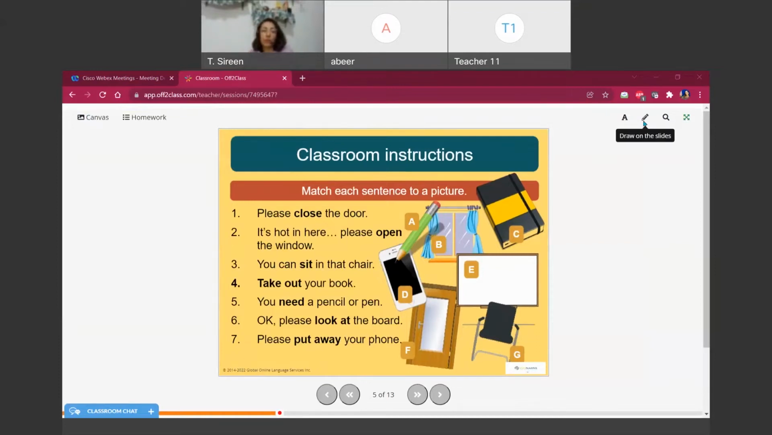Please close the door if it is hot in here. Please open the window. B. You can sit in that chair. J. Take out your book. C. You need a pencil or a pen. A.